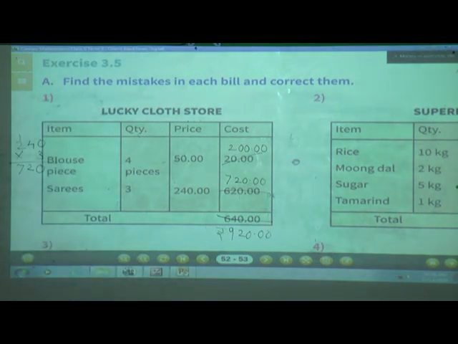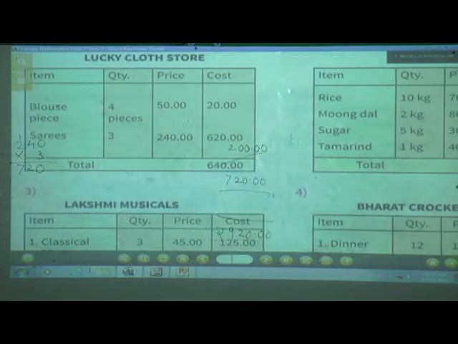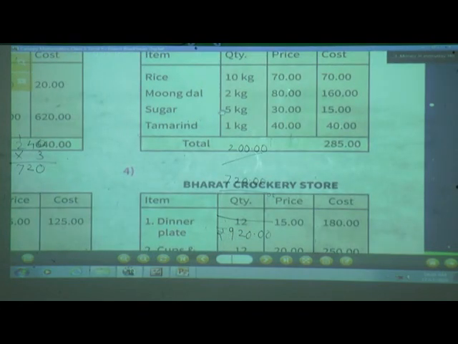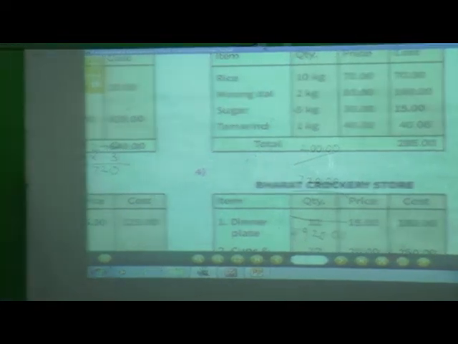Now all of you understood? So in this way you can solve Super Bazaar. You can find the mistakes from Super Bazaar, Lakshmi Musical and Bharat Crockery also. So just solve it, check properly what the mistakes are and make them correct students. Here in question number 2, Super Bazaar price list and Lakshmi Musical price list is given. Even the Bharat Crockery Store price list is given. So from that, just check it properly, find the mistakes and correct them and make another new bill.